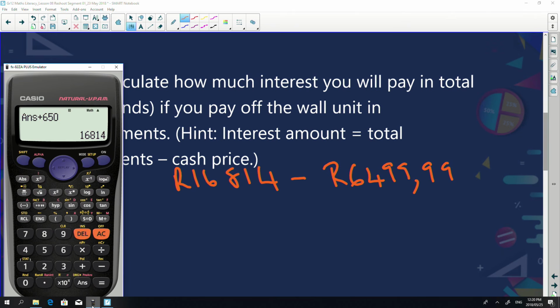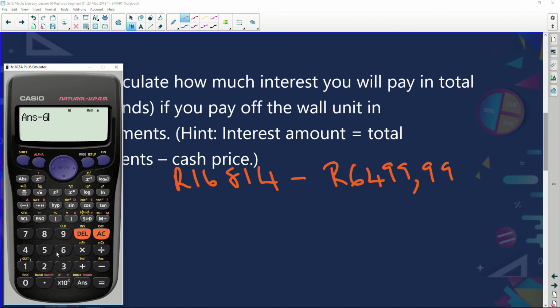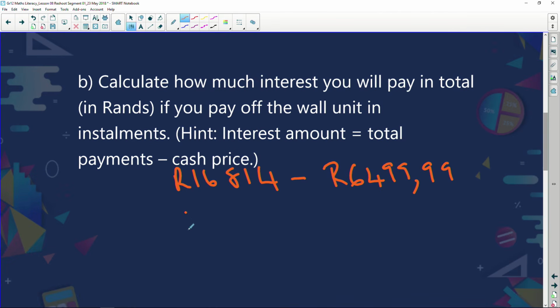Okay, so my calculator is going to do it. I've already got 16,814 Rand on the screen minus 6,499 Rand and 99 cents. And there's my answer: 10,314 Rand 99 cents. That's how much interest this shop is actually charging me for that wall unit. Hey guys, I don't know if I would buy at that shop. It's a little bit of a rip-off. Not very good at all.